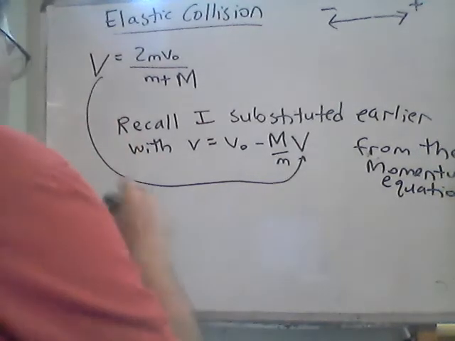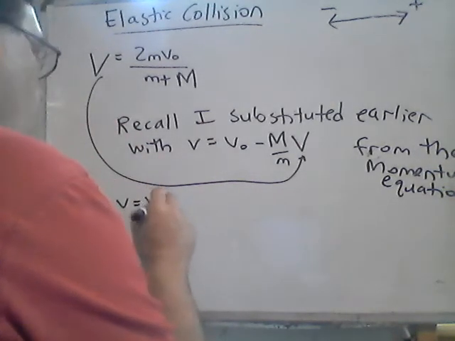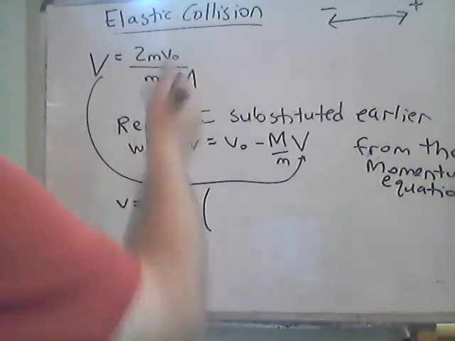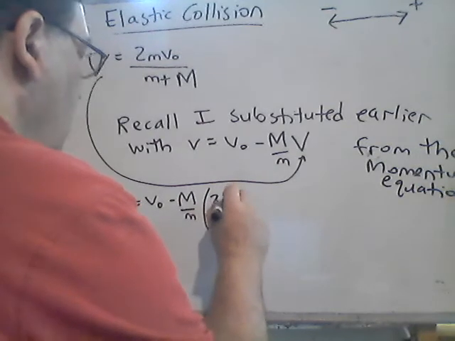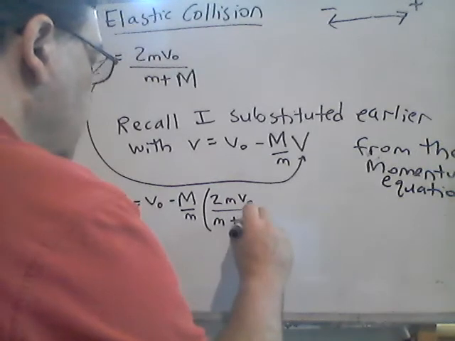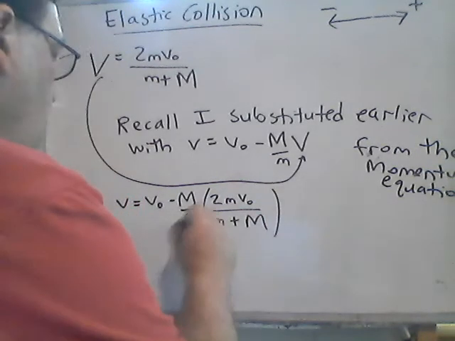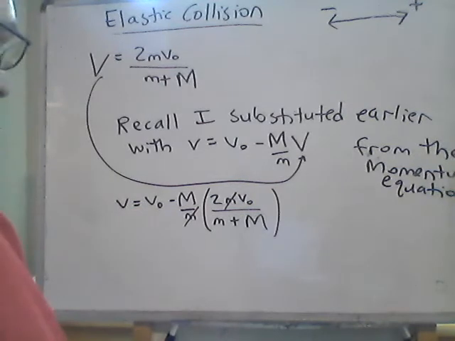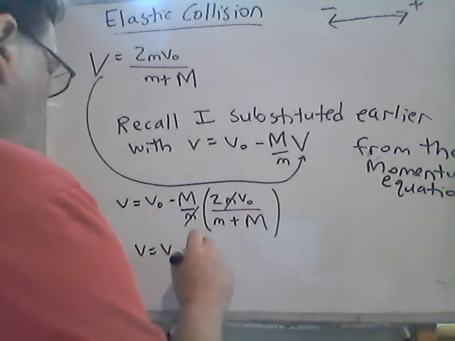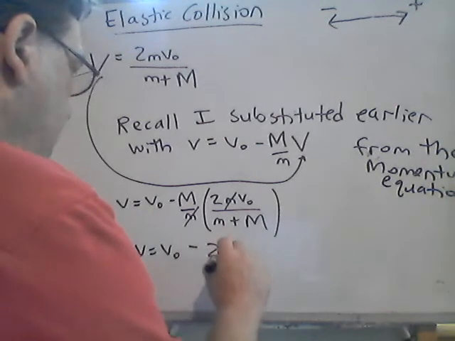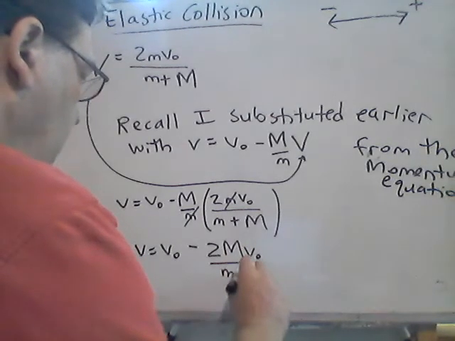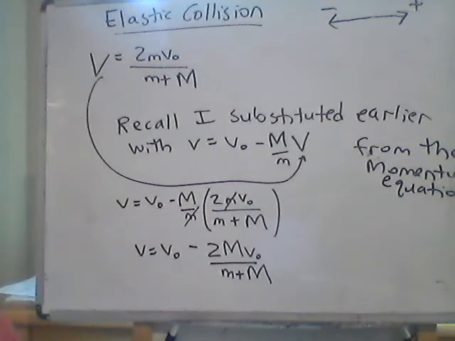And what do I get? I get little v is V naught minus big M over little m times, what's my big V? It's 2 little m V naught over little m plus big M. Those little masses cancel out. And so I have little v is V naught minus 2 big M V naught divided by little m plus big M.